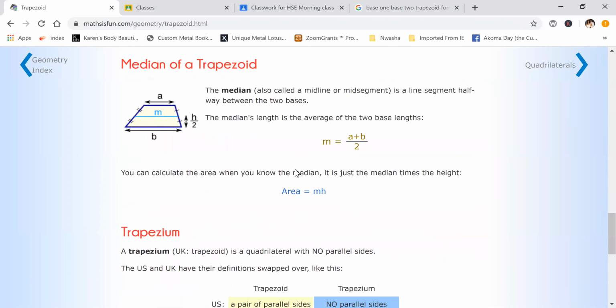So now we have the median of a trapezoid, which is the middle. So it's saying that the median, also called the midline or mid-segment, is a line segment halfway between the two bases. The median's length is the average of the two base lengths. So the way that you're going to figure that out is you're just cutting the height in half. So what they have is A plus B divided by 2.